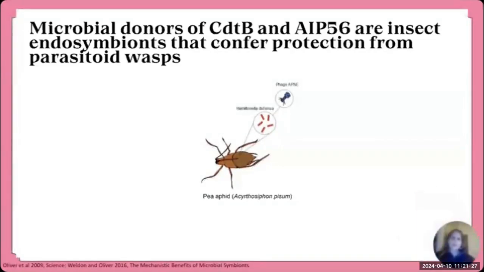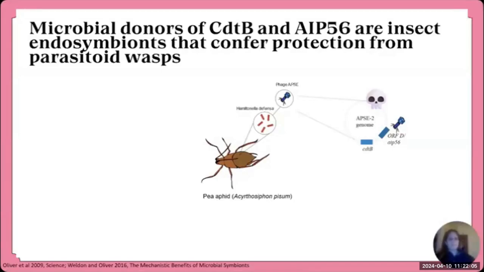And Hamiltonella defensa has encoded in its genome a bacteriophage known as APSE, or A. pisum secondary endosymbiont. How does this relate to CDTB and AIP56? Well, interestingly, encoded in APSE are these two toxin genes that I mentioned earlier, immediately next to each other. And this is one strain of APSE that has them next to each other, called APSE2. And the reason that APSE2 has been shown to be beneficial to endosymbionts is in this one context when it comes to parasitoid wasps.